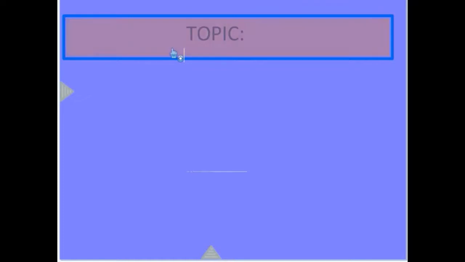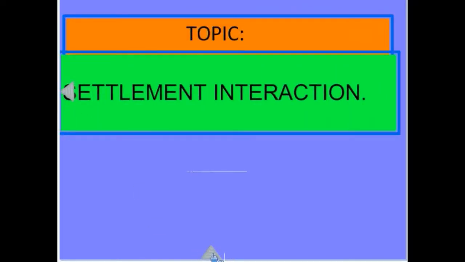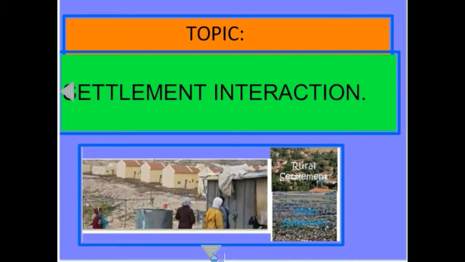Our topic for the day is settlement interaction. Settlement interaction has to do with how rural settlement depend on urban settlement and vice versa for proper coexistence. You can see on the picture people living in different houses and how they relate with one another.